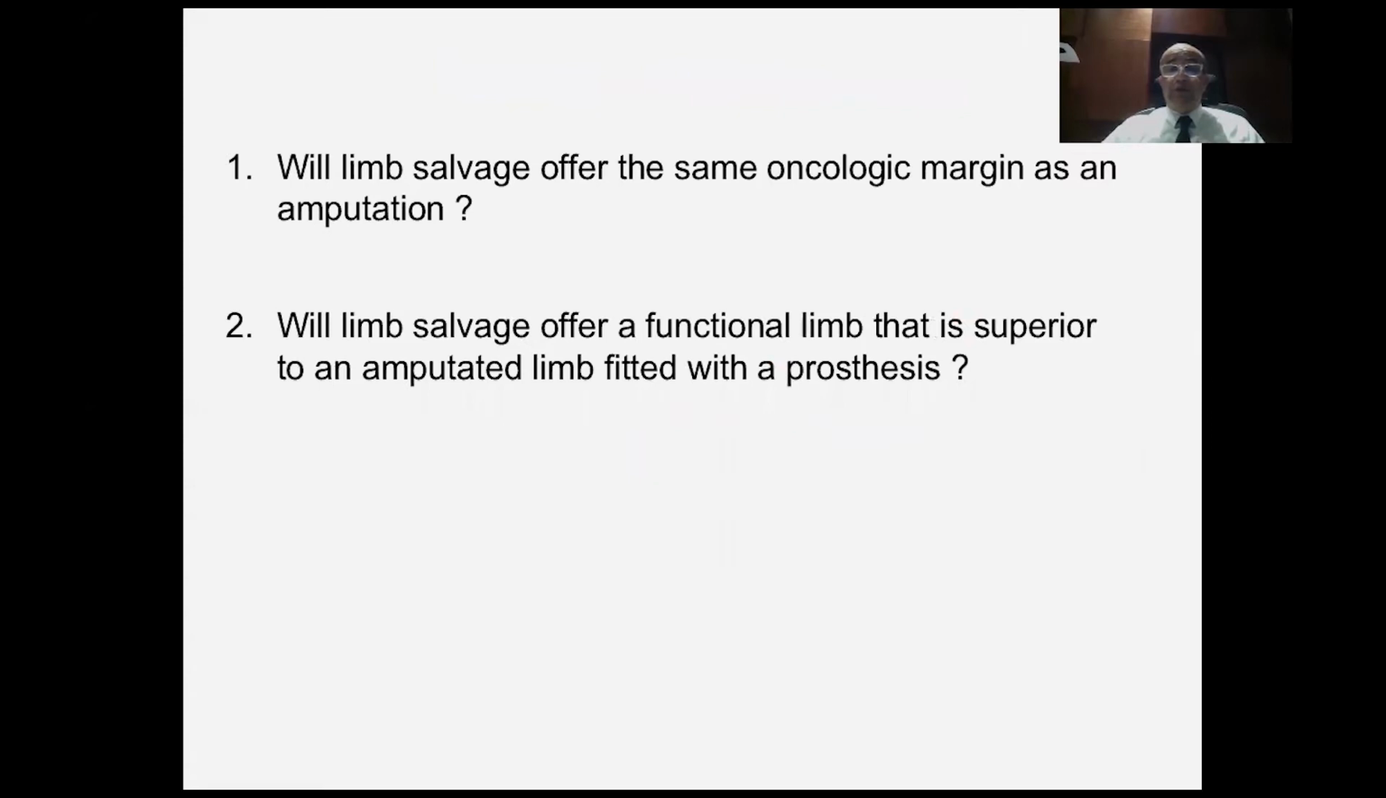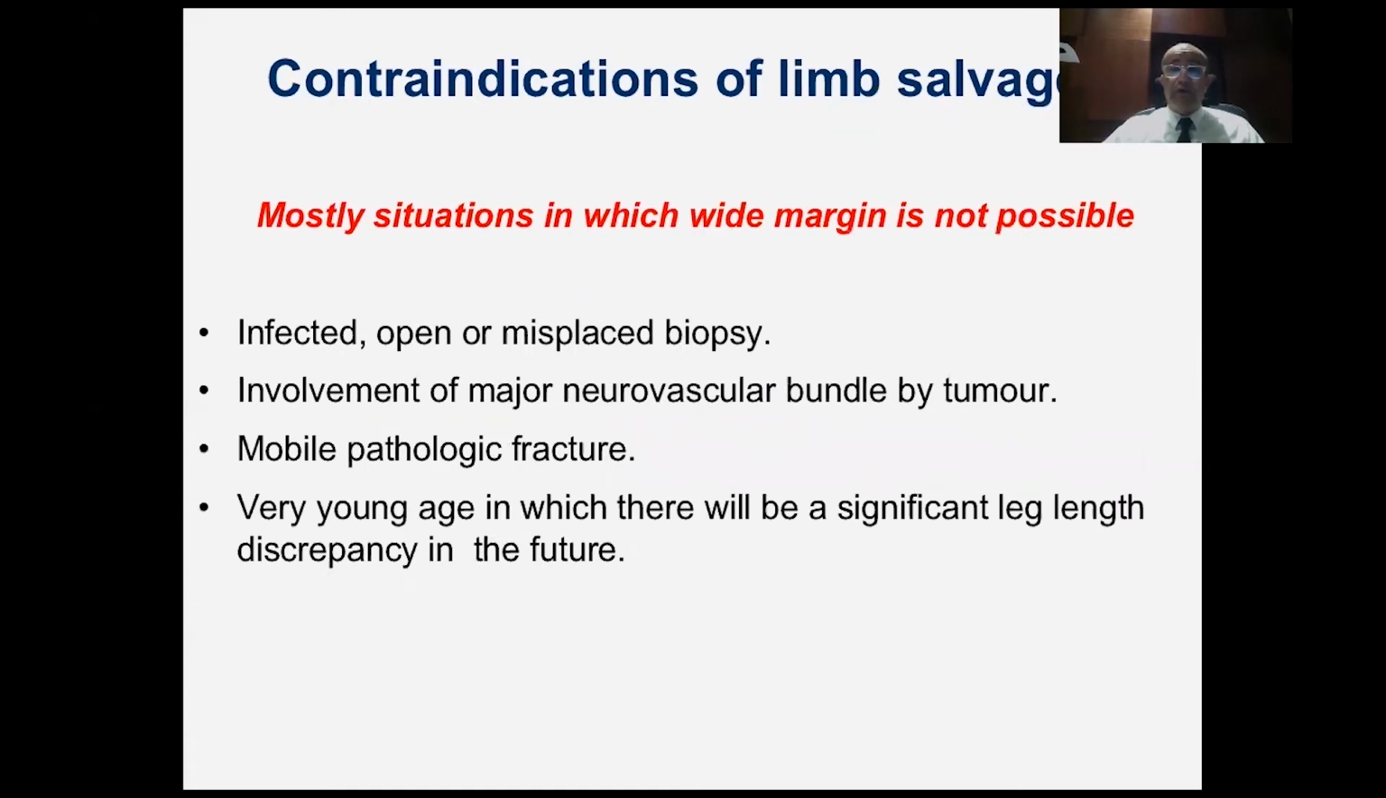So when do we do limb salvage? We ask ourselves 2 questions. Will limb salvage offer the same oncologic margin as an amputation? If yes, we go ahead. Will limb salvage offer a functional limb that is superior to an amputation fitted with a prosthesis? If yes, we go ahead. So there are 2 prerequisites: to have a safe oncologic margin and to have a resultant limb that is superior to an amputation.